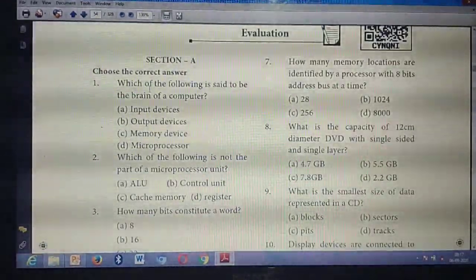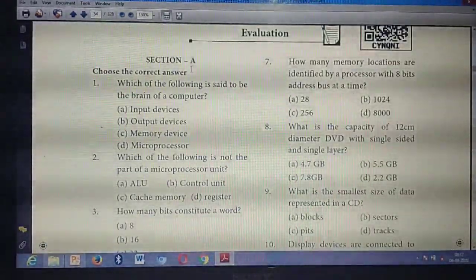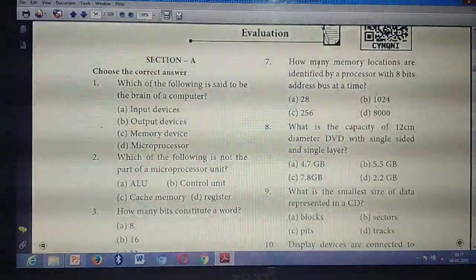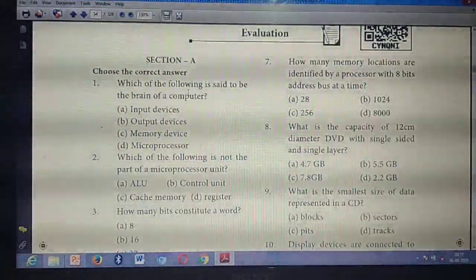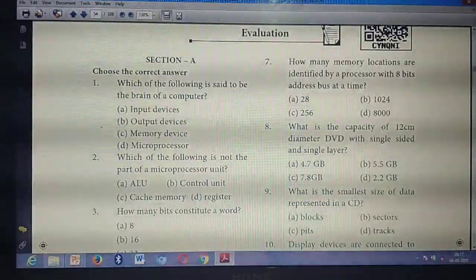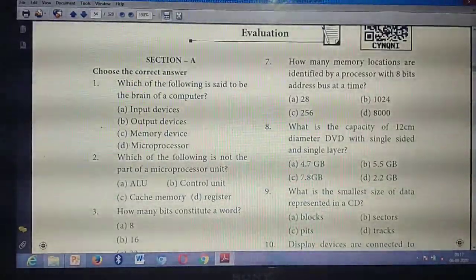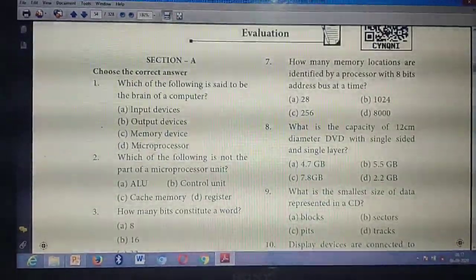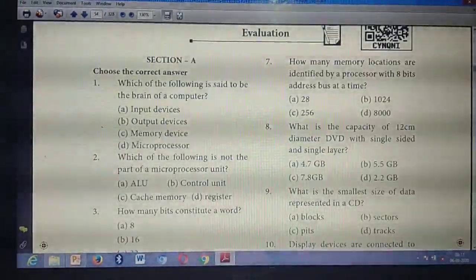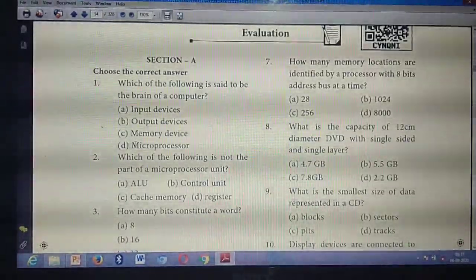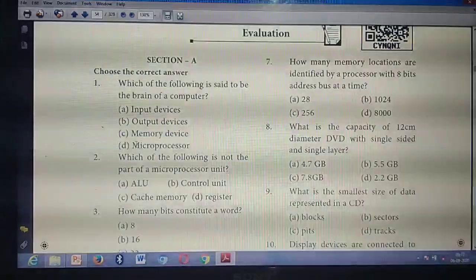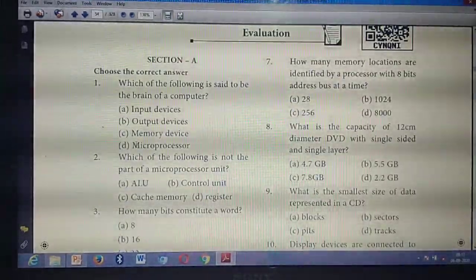Listen. First, one word question. Which of the following is said to be the brain of computer? Microprocessor, option D. Have you all marked? The answer is option D, microprocessor.